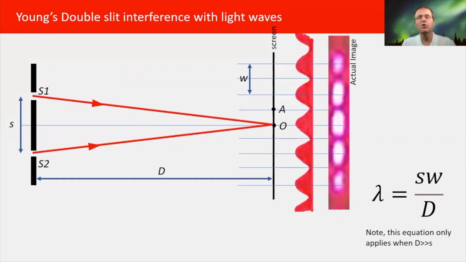At point O, both waves have travelled the same path length and so arrive in phase. Constructive interference results in brightness. This is known as a maximum.